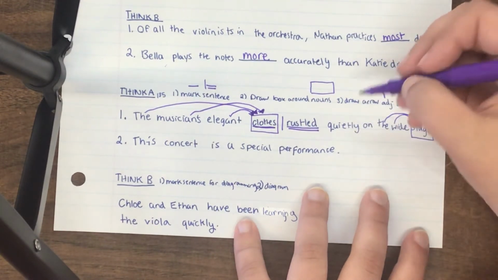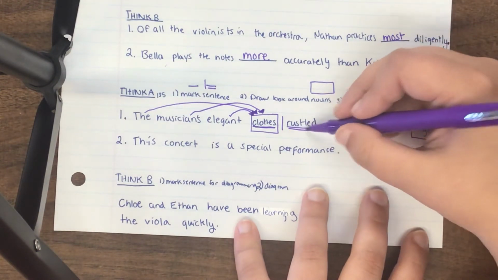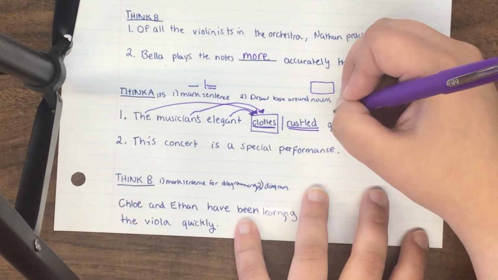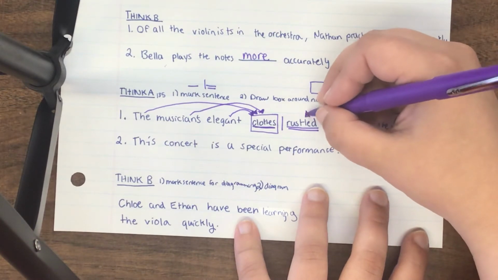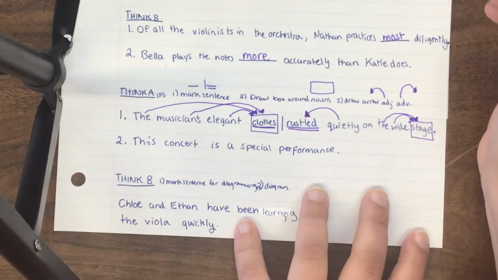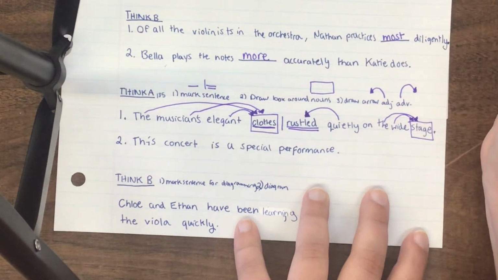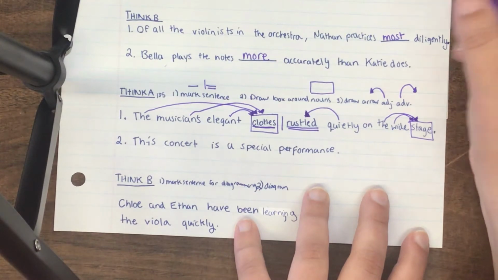What about quietly? It ends with an ly, and it's discussing how the clothes rustled. So it describes the verb. That one's an adverb. So there we go. All of our adjectives and adverbs have arrows pointing to what they are describing. Let's do one more just to really get a hang of this.